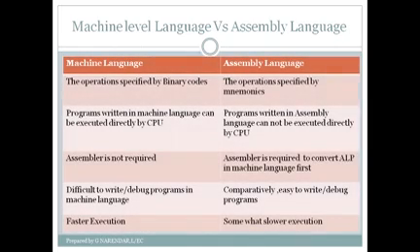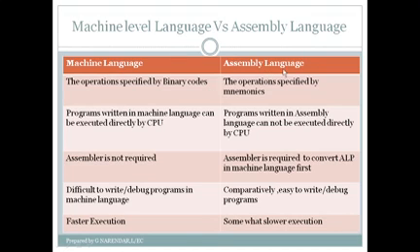And next we will compare our machine language with the assembly language. What are the differences between the two languages? If you go with machine language first, the operations are specified by binary codes, that is, ones and zeros. Every operation, whether it is addition, moving, copying or something else, is specified using ones and zeros, which are called binary codes.